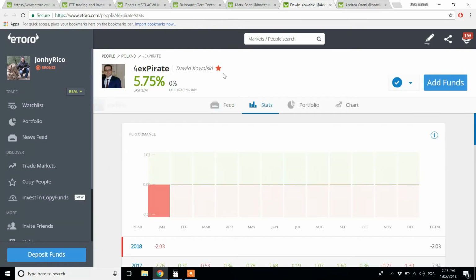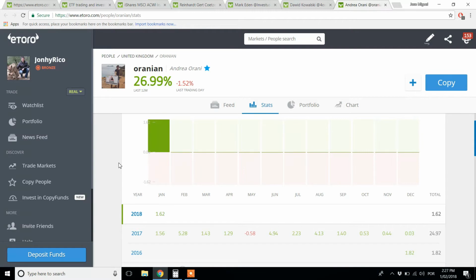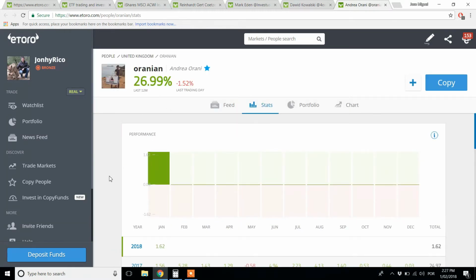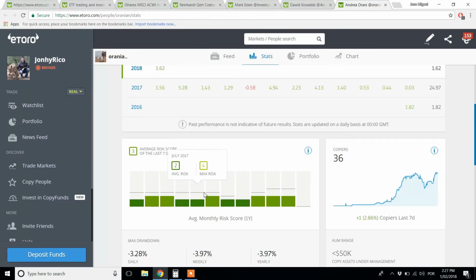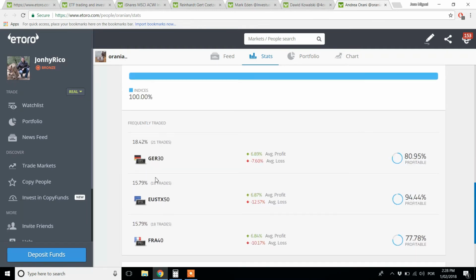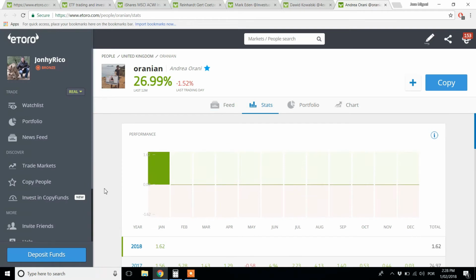And finally, for someone trading mainly indices, as of today this will possibly be one of my options. Low risk score, usually between 2 and 3. At the moment, it's a 3. And you can see that he likes to trade indices that are based in Europe. And this would be my other option.